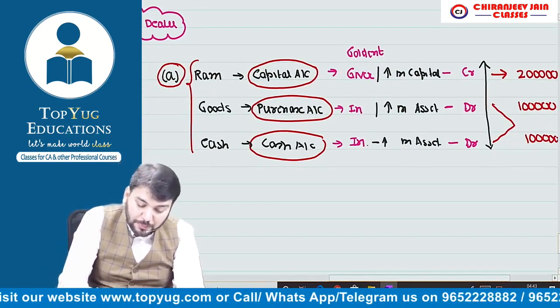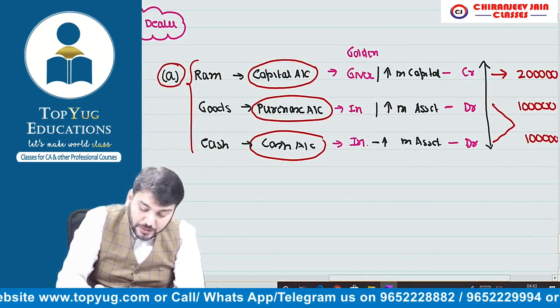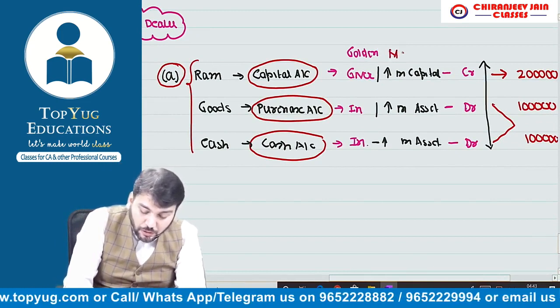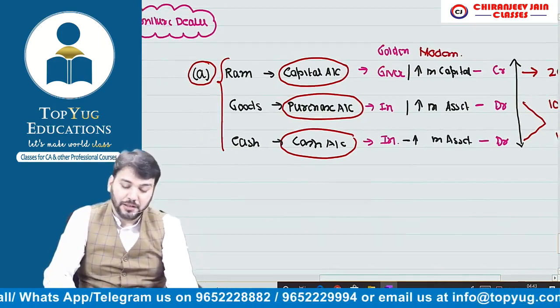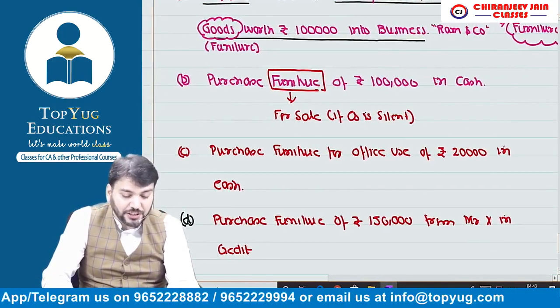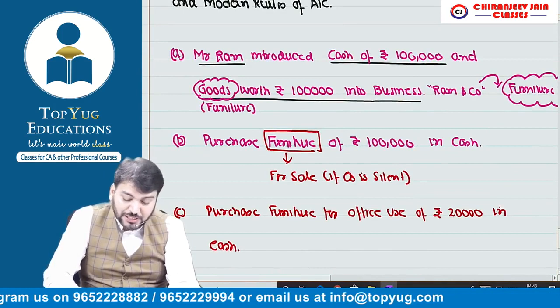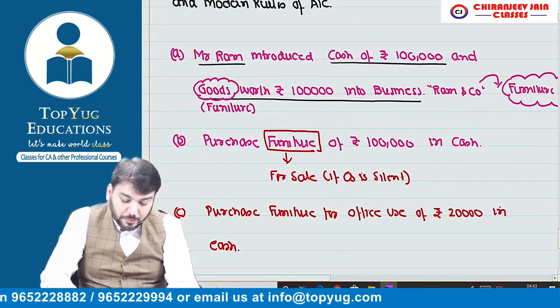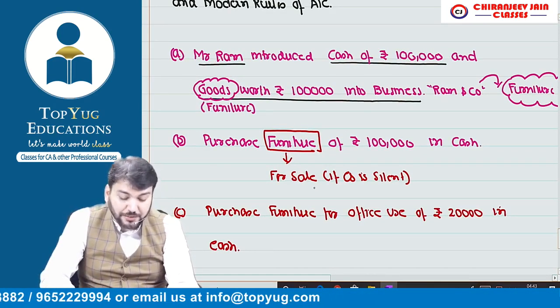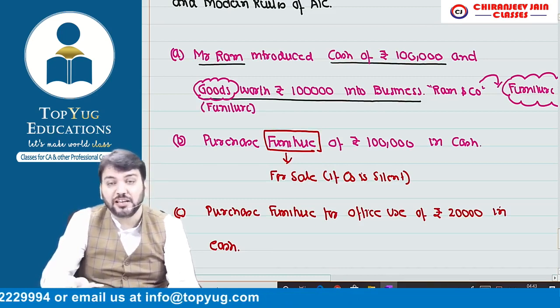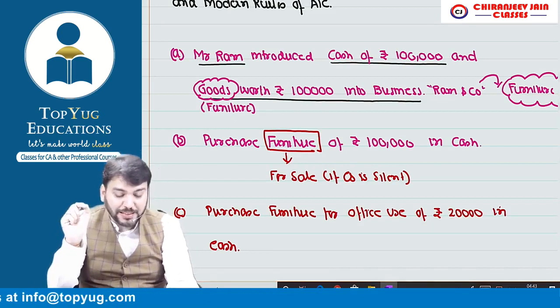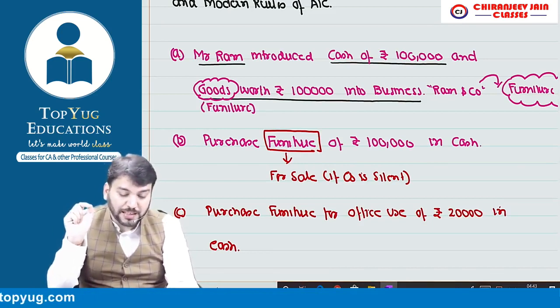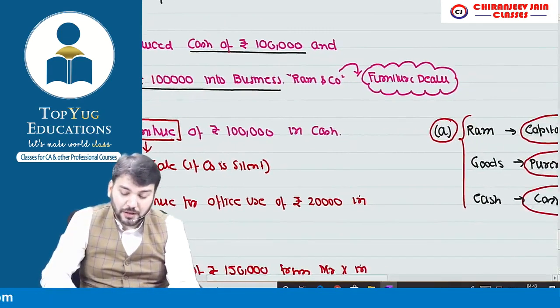No doubt. So we have applied both golden rules and modern rules. Yes or no? Yes, sir. We have done. Then the second transaction is: purchase furniture for sale. For sale means furniture is goods here, of rupees 1 lakh in cash. Correct? Understood?